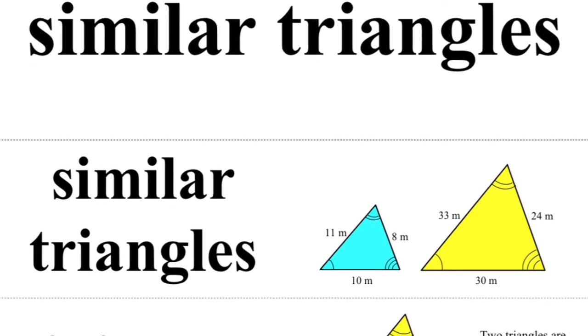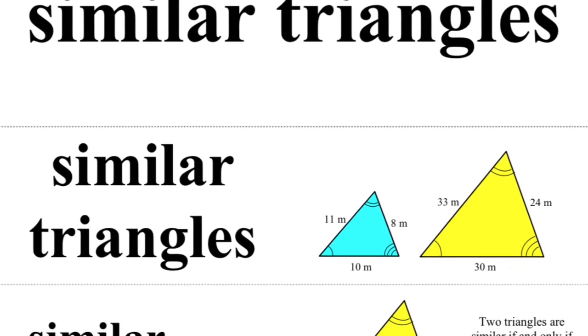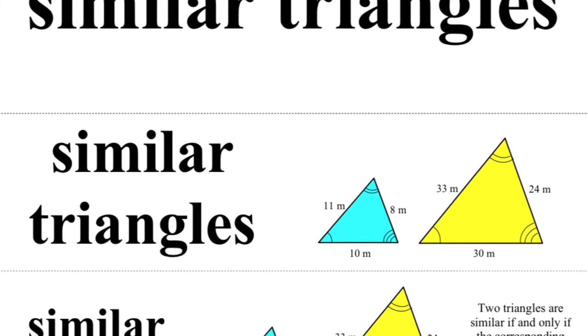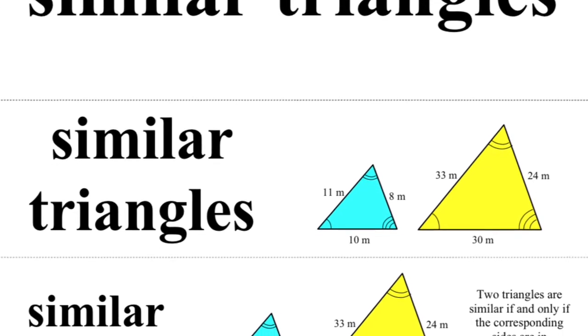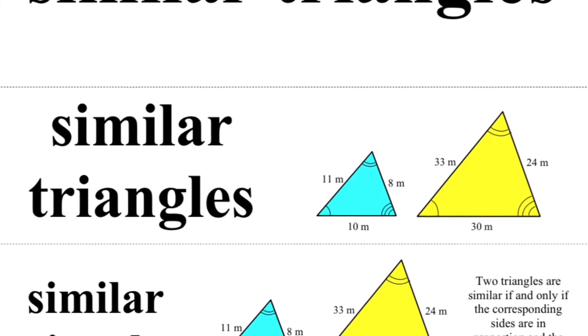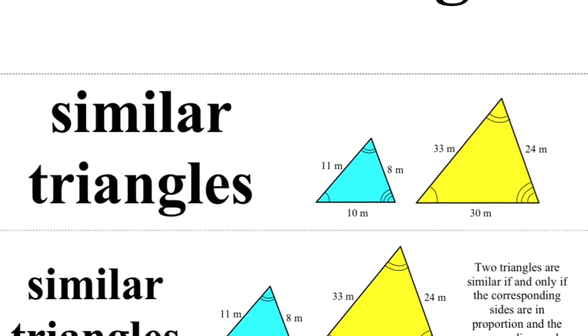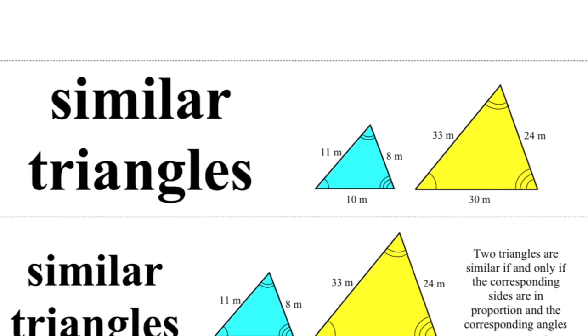Similar triangles are two triangles that are the same exact shape, it's just one triangle is bigger than the other. Similar triangles have the same exact angles, the same exact slopes, but their sides are ratios of each other.